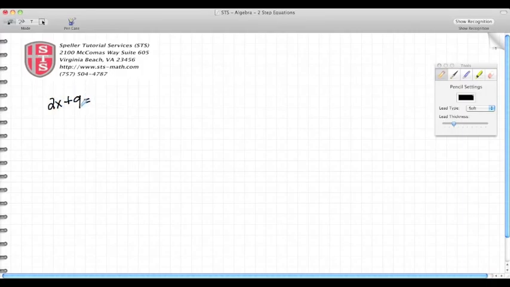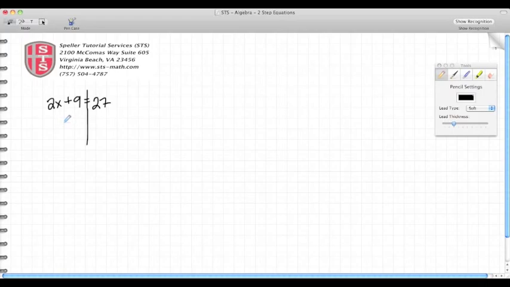2x plus 9 is equal to 27. Our primary goal is to isolate the variable x, and in doing so, each one of our manipulations has to keep the equation balanced. So what we do is sometimes draw a line down the equal sign to separate our two expressions. On the left-hand side, 2x plus 9. On the right-hand side, the expression is 27.